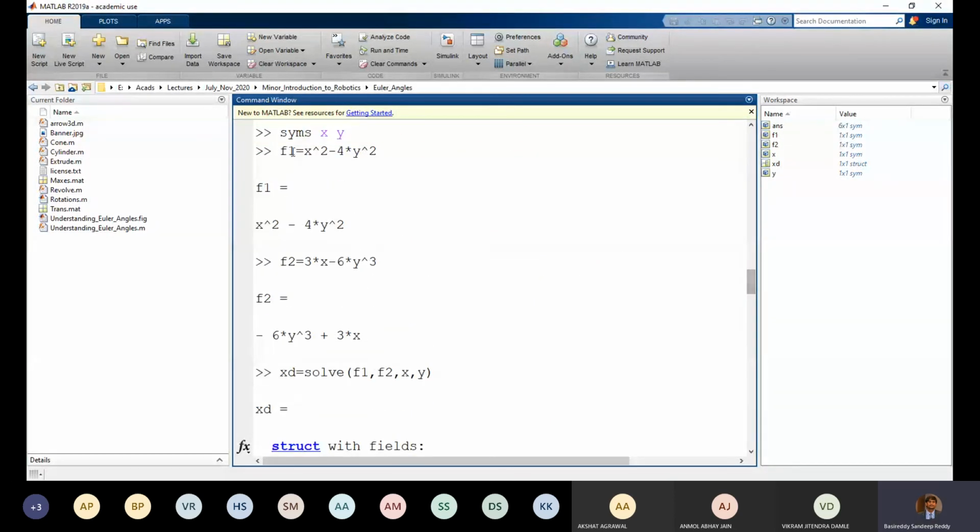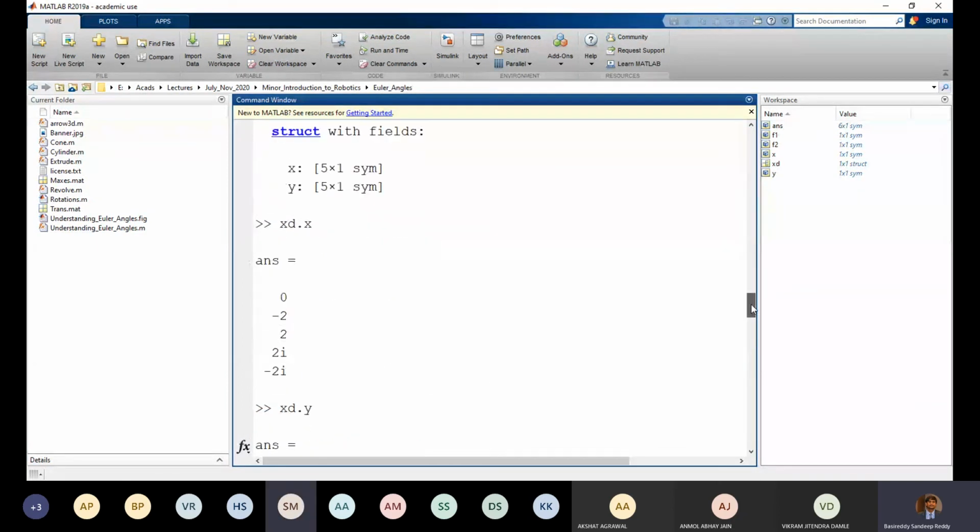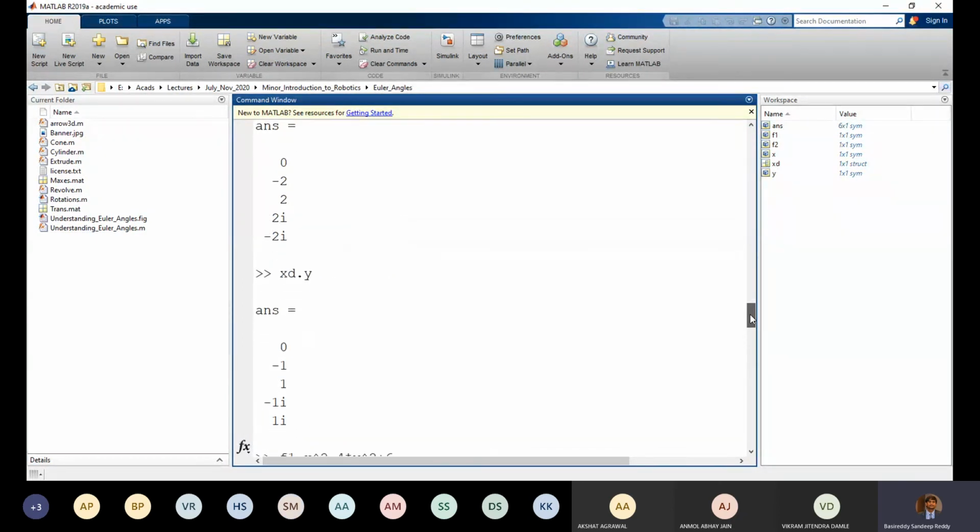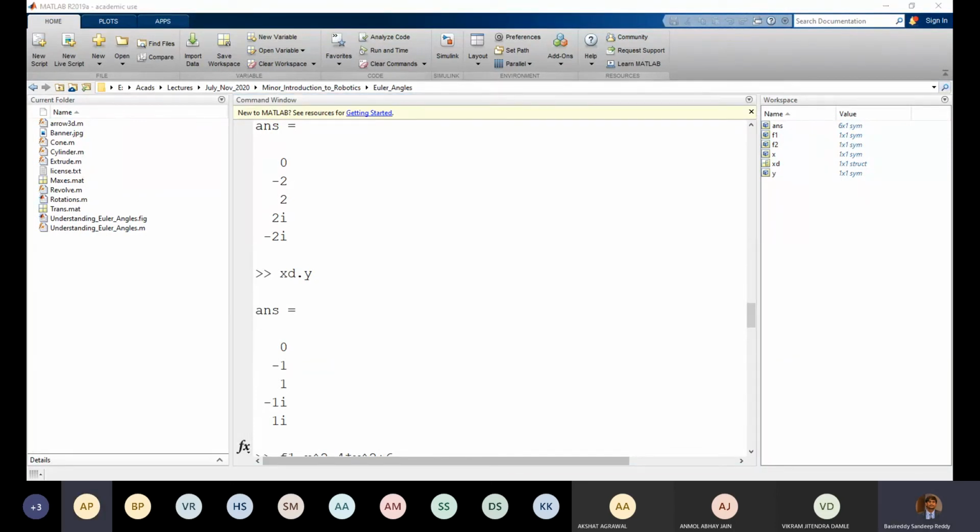But for this case, are you all getting the solution? When you're typing in x square minus 4y square, 3x minus 6y cube, and clicking solve, are you all getting these kinds of solutions, 0, 2, minus 2 and so on? Yes, sir. Is everyone getting it? Yes, sir. Okay then.